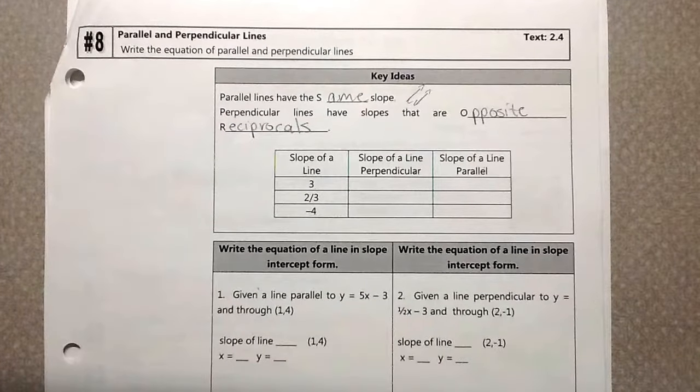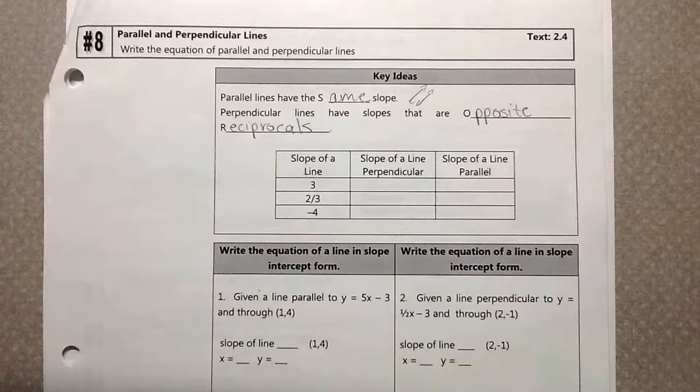In section 2-4C, you are going to write the equation of parallel and perpendicular lines. So it's very similar to what you did yesterday. The difference is that you're going to have to look at an equation and decide what the slope of the parallel or perpendicular line is that you're looking for.